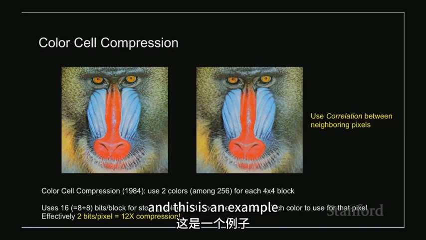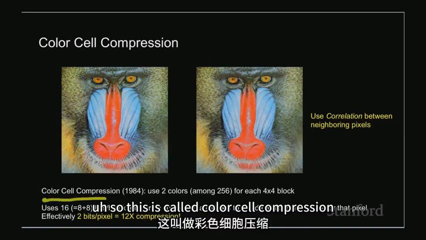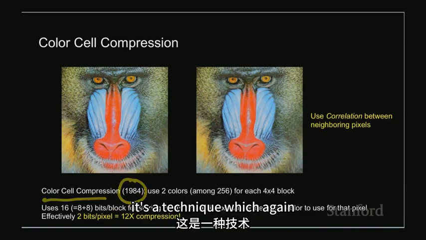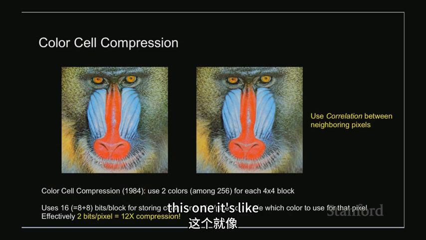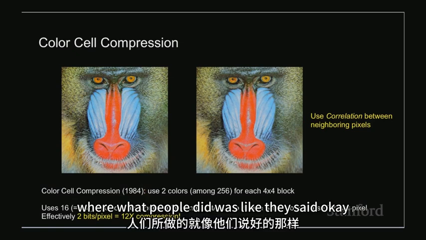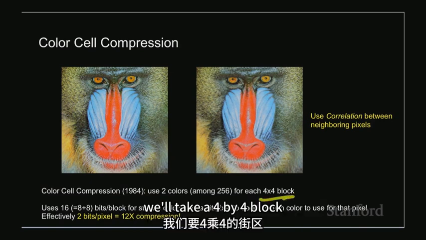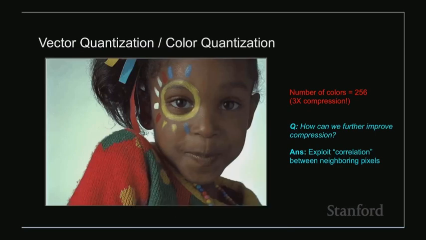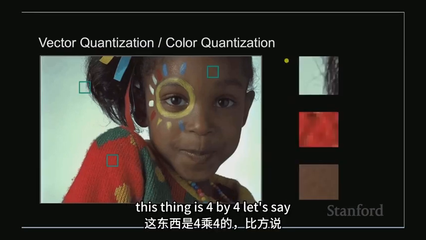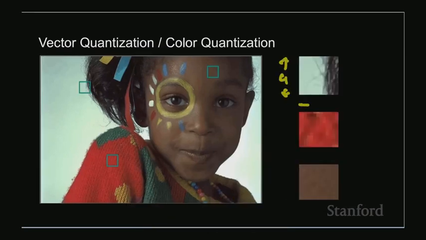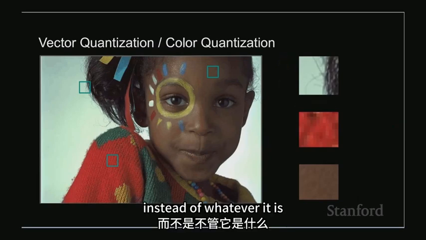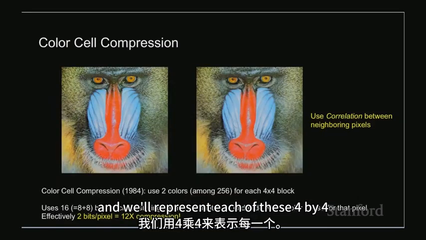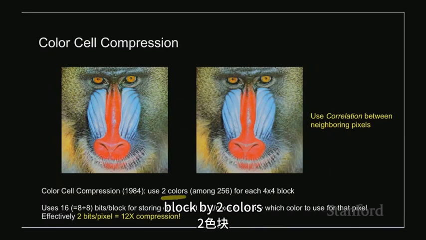And this is an example. This is called color cell compression. It's a technique which, again, all of these are really old methods. This one is from 1984. What people did was they said, okay, we'll take a 4x4 block, and we'll represent each of these 4x4 blocks by 2 colors.